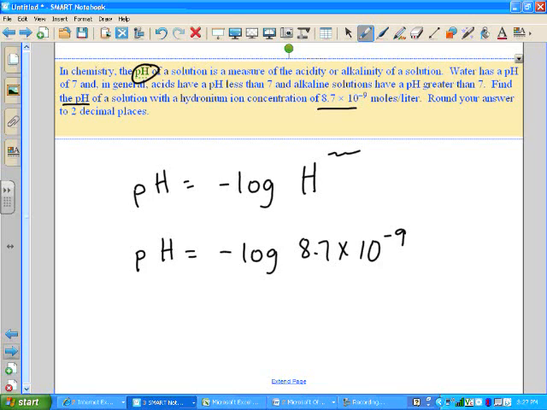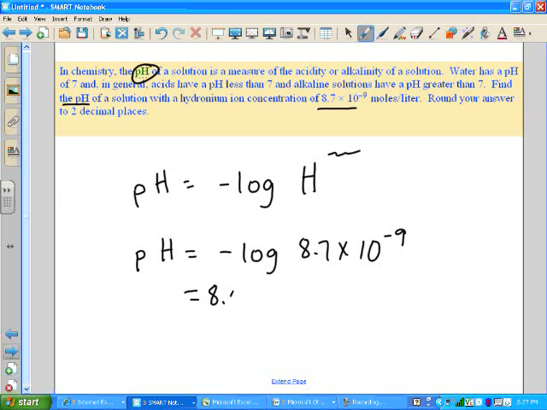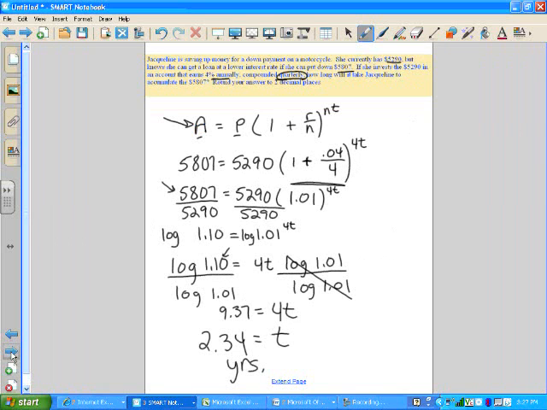And so notice this is not really a logarithmic equation because I know what that value is. All I really have to do there is just throw this into the calculator. So I'm going to punch in my negative sign and then log of 8.7 times 10 raised to the negative 9th power. Okay, so to 2 decimal places, I'm getting 8.06, which would be on the basic side of things, so that would be a base there. Okay, I believe that's it. Yep, that's all.